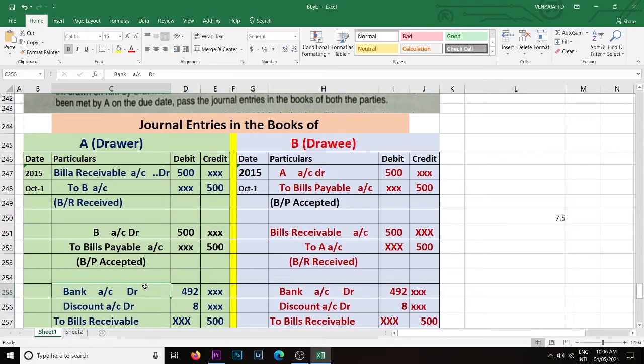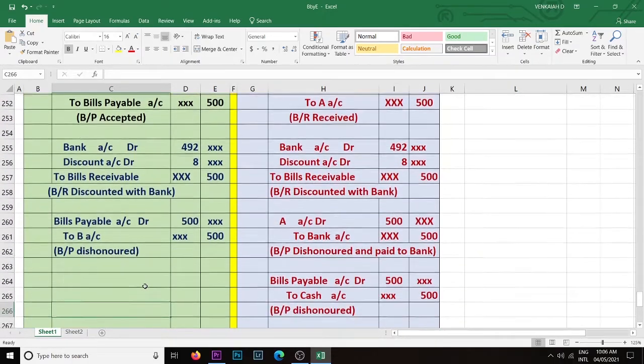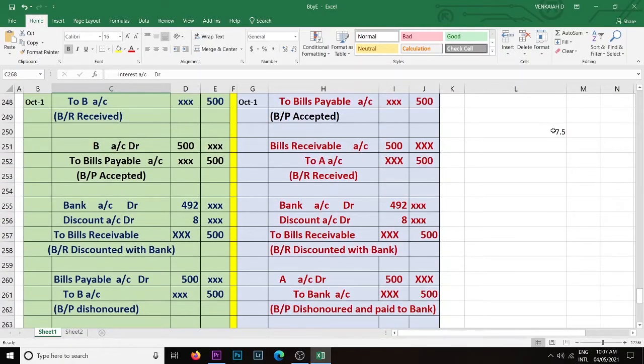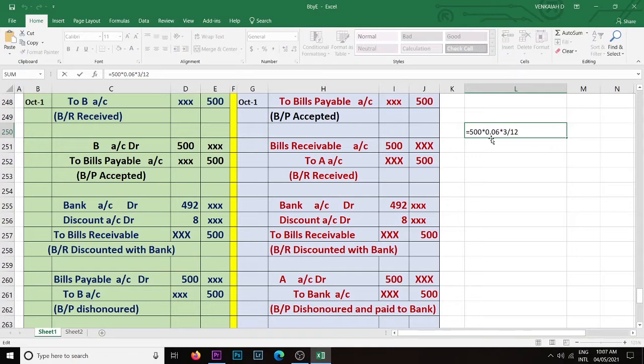Now both the bills were discounted with the bank. A discounted the bill, B discounted the bill. Discount is calculated like this: 500 into 6 by 100, 0.06, into 3 months, 3 by 12. Then the amount is 7.2, rounded to 8 rupees. So the discount is 8 and the net amount received from the bank is 492. So till now it is clear.